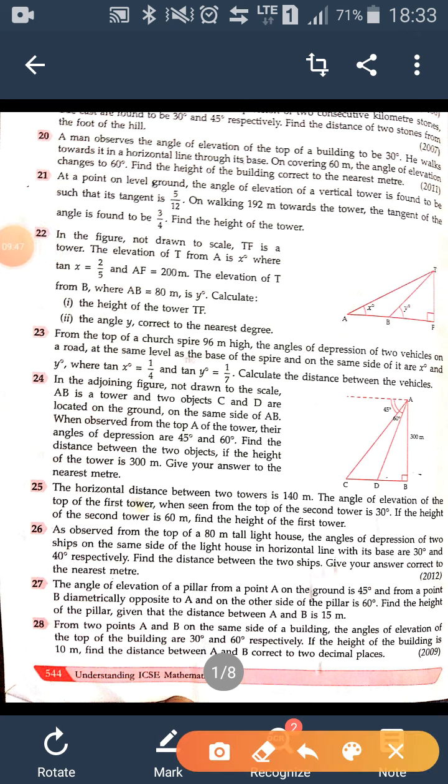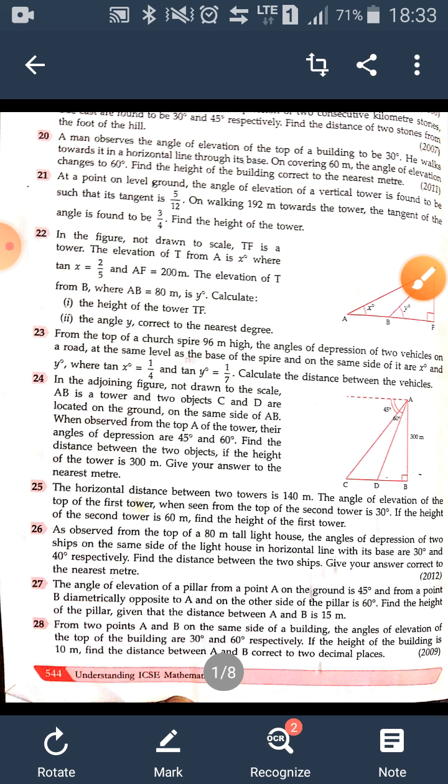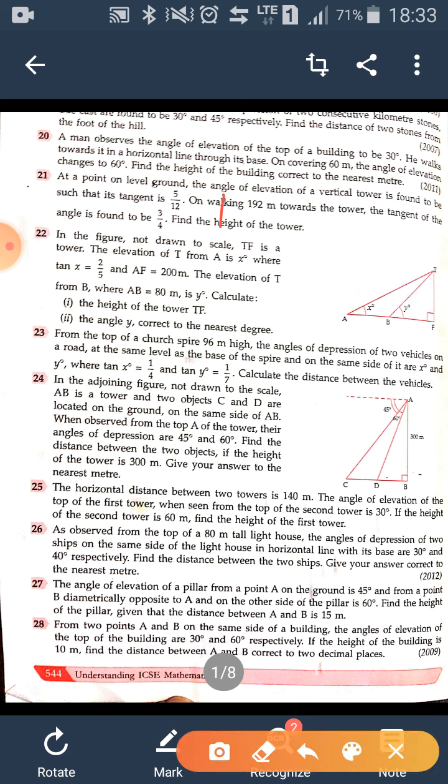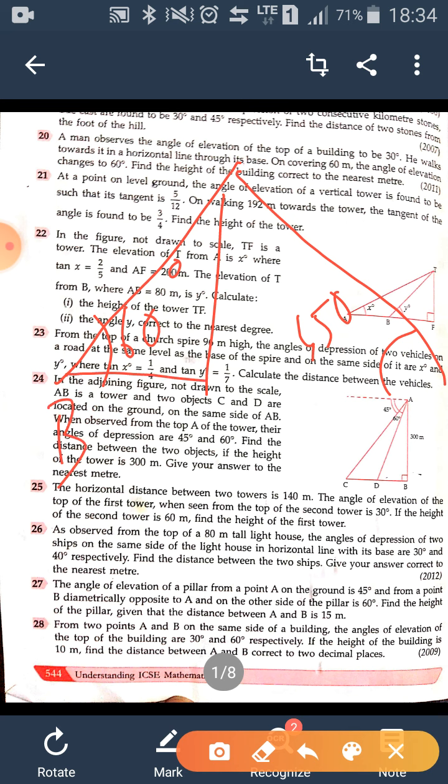Okay, so now we move on to sum number 27. What does it say? That there is a pillar. On one side of the pillar you have point A, which makes an angle of 45 degree, and this point B makes an angle of 60 degree. You are supposed to calculate the height of the pillar. So we will do that.